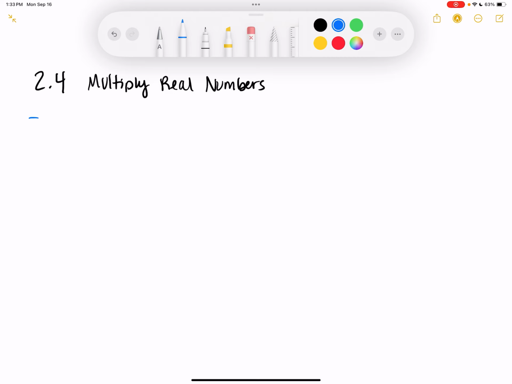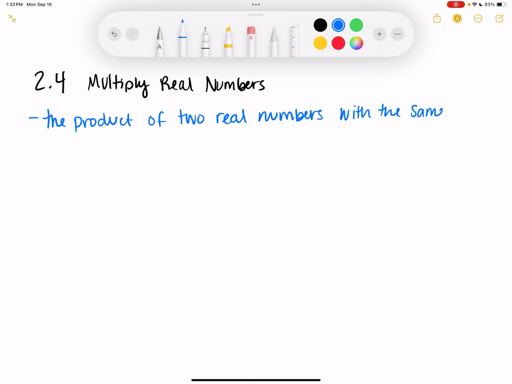The product of two real numbers with the same sign is positive. So if they're both positives or both negatives and they're being multiplied, it's automatically going to be positive.